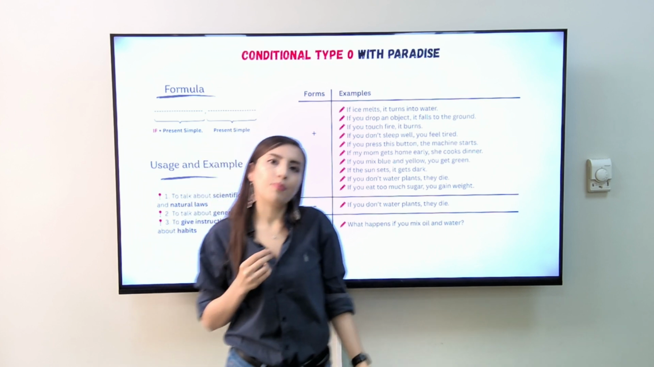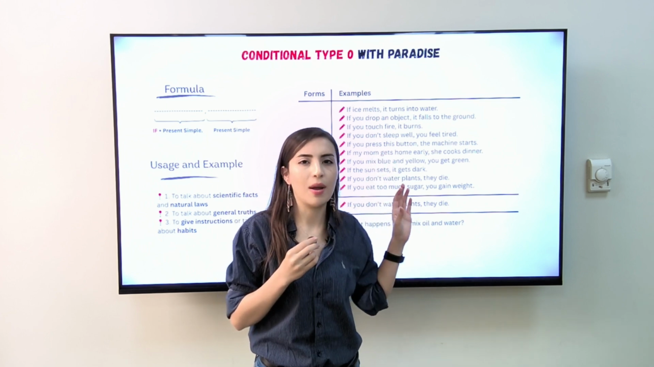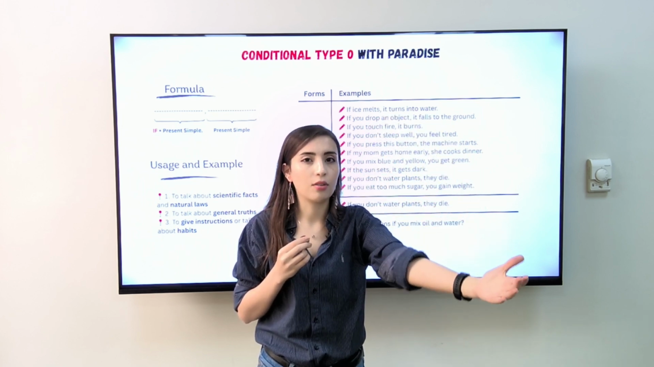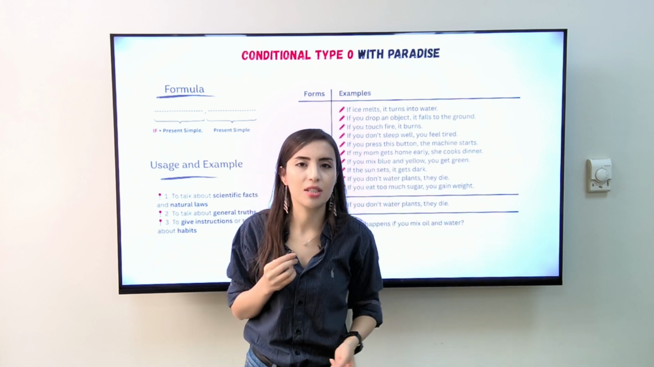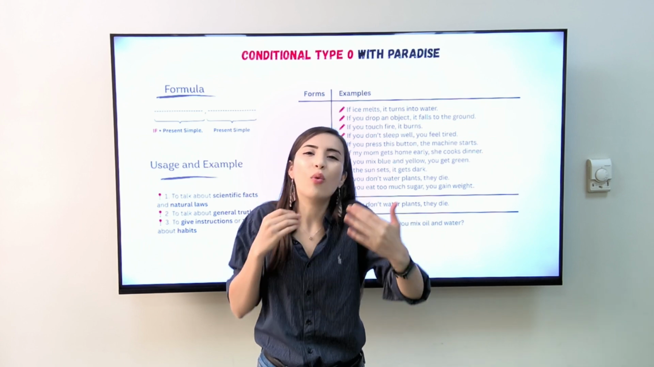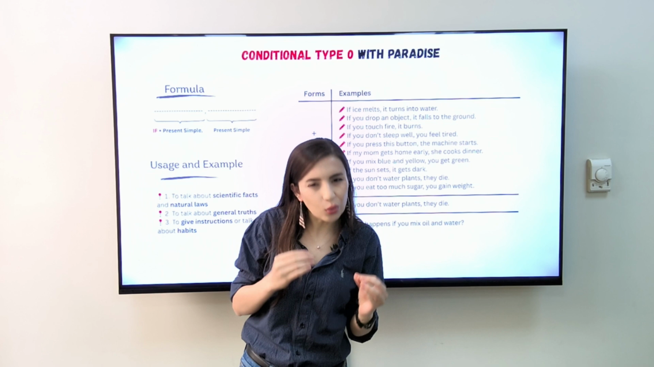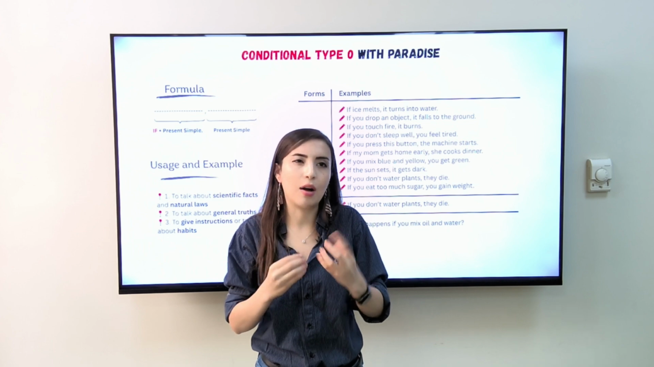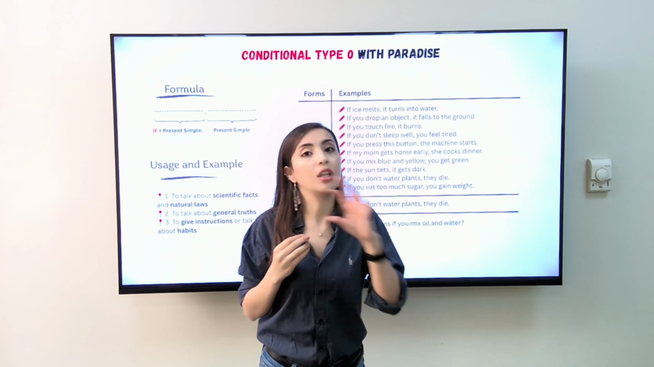Okay? So I hope that now you have a clear understanding of conditional type 0. In the following videos, I'm going to cover the 3 other types of conditionals. And at the end, as you can imagine, we have a comparison between all 4 conditionals. So one by one, you will understand what they cover and in which cases we truly use each and every one of them. In this way, you will understand what conditionals are, what the main point of them is, and what the key differences between each of them are.